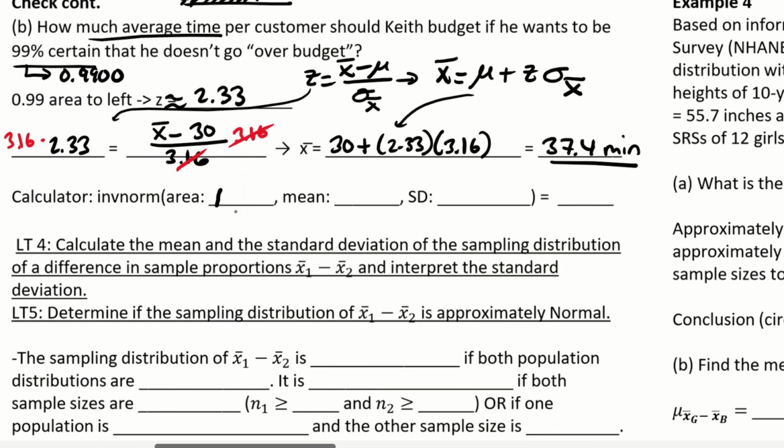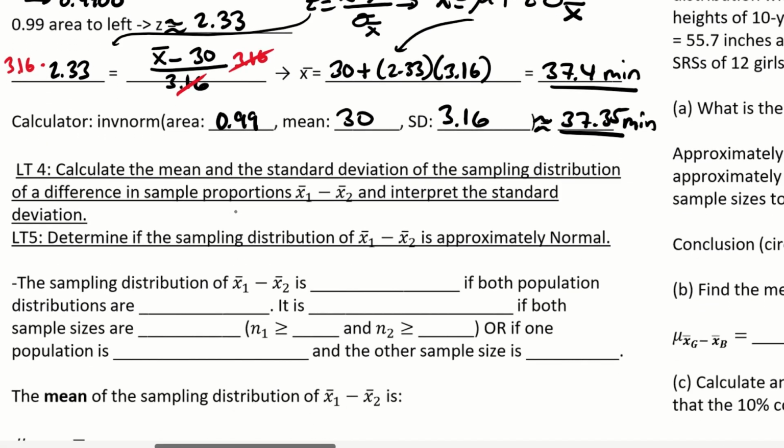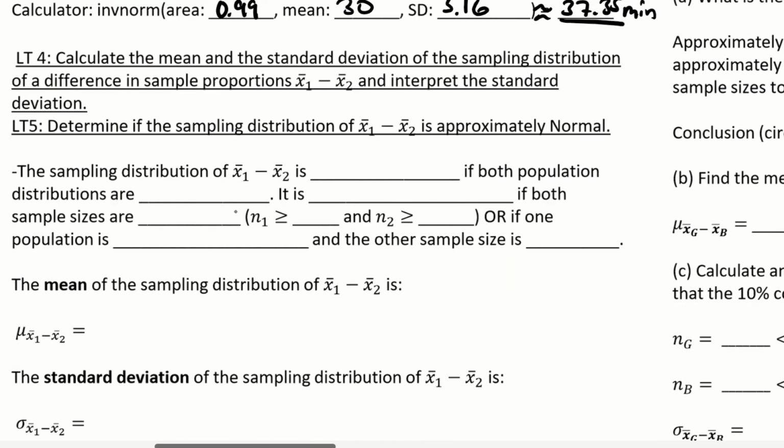So 0.99, and then the mean is 30. The standard deviation is 3.16. And if you do this, this will give you approximately 37.35 minutes, which is rounded to what we have when we did it with the z. Okay, there you go, guys.